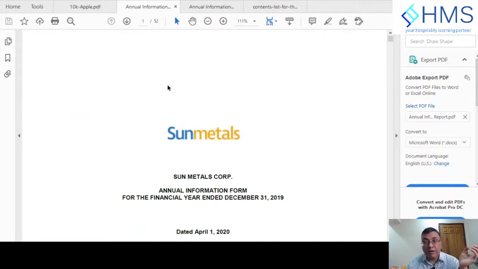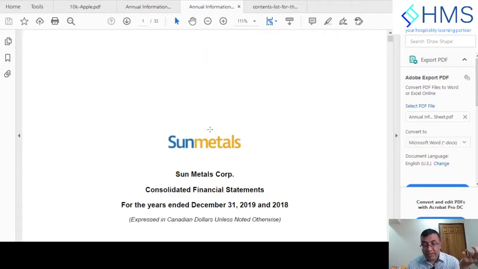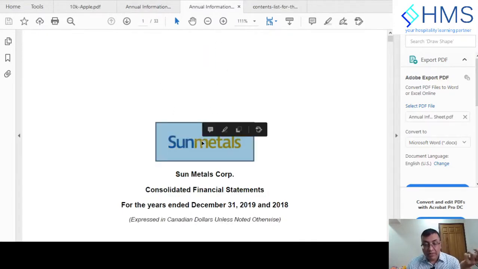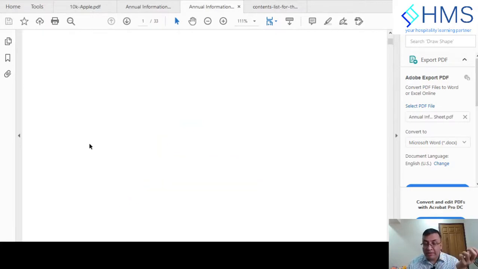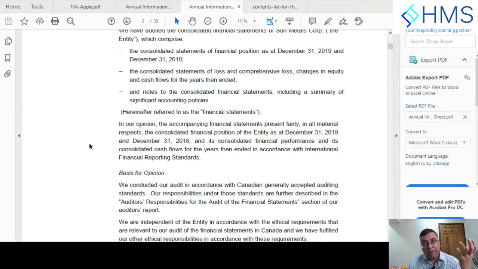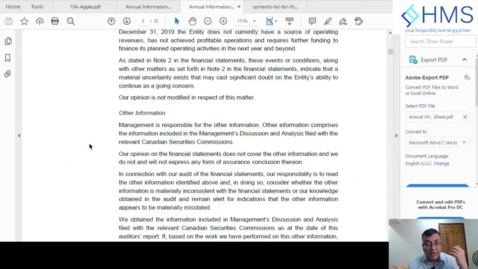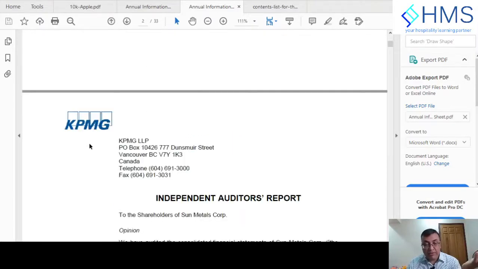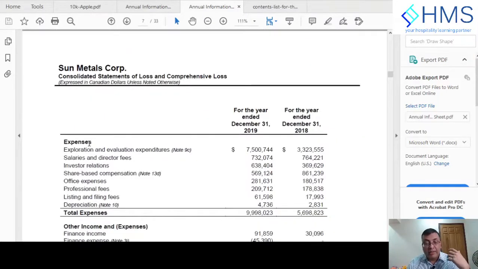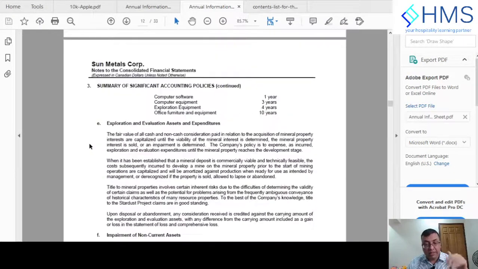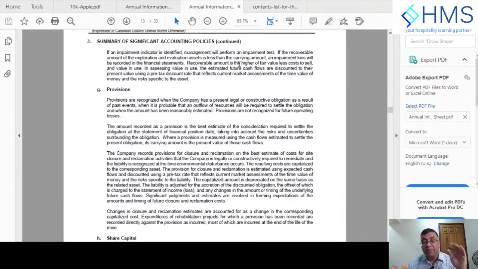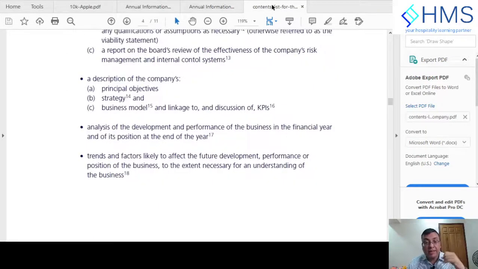However, that's a part of other documents. You can download them from the website, which you can see here. I have downloaded, for this company Sun Metals, the consolidated financial statements, and you can also download the management discussion and analysis, which can also be found on their website. Usually companies will have it hosted on their website, especially the publicly listed companies. So here again you will have an auditor's report first. Their auditors are KPMG, and then you will have the annual financial reports here, together with their notes to the accounts.